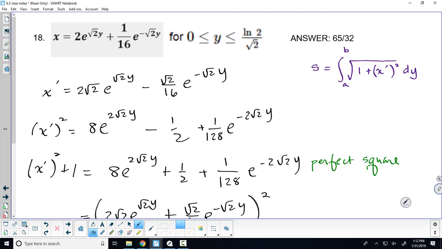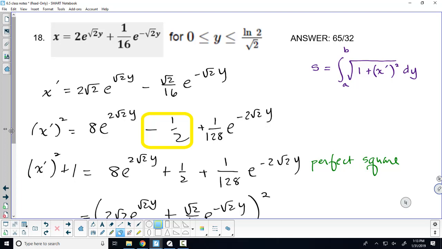So we square the first term. 2 root 2 squared is 8. Square this exponential. That means add a factor of 2 in here. Squaring the last becomes plus 2 over 256, which is 1 over 128. That drops down. And then the weird part for most people is looking in here. That's 2ab. That's this times this doubled. When you multiply e to the root 2y and e to the minus root 2y, that becomes e to the 0, which is 1. So you get 2 root 2 times negative root 2 over 16, which is 1/4, negative 1/4, and then we double it. That puts us to that position.